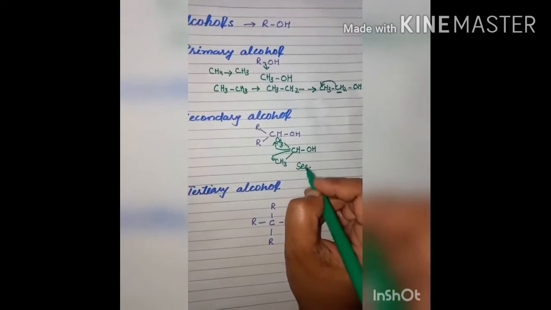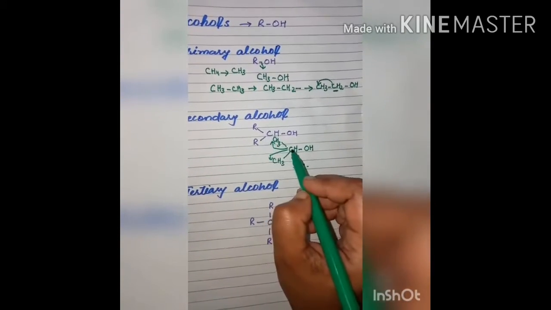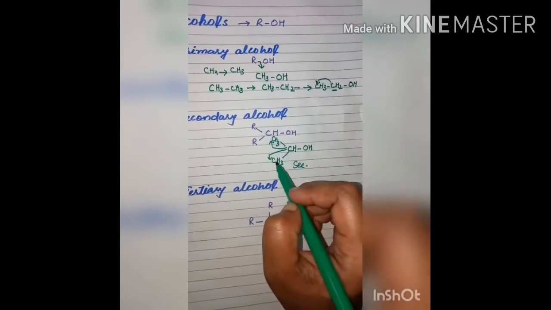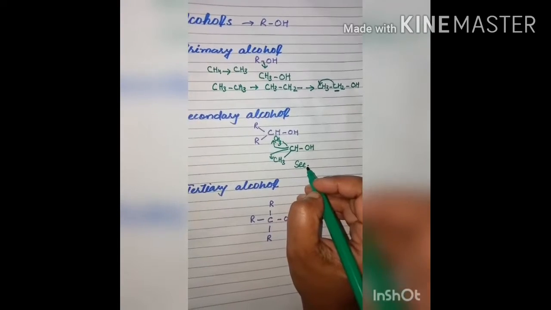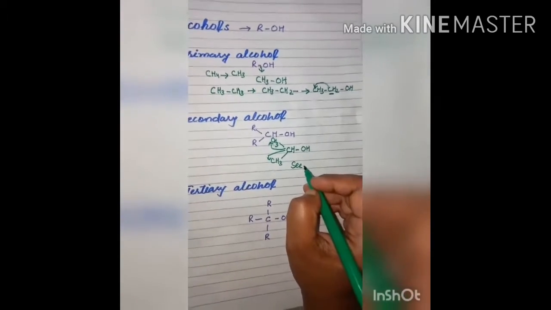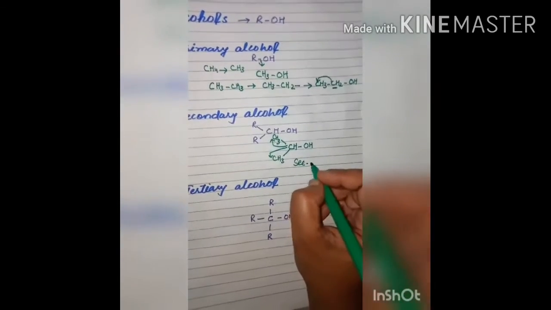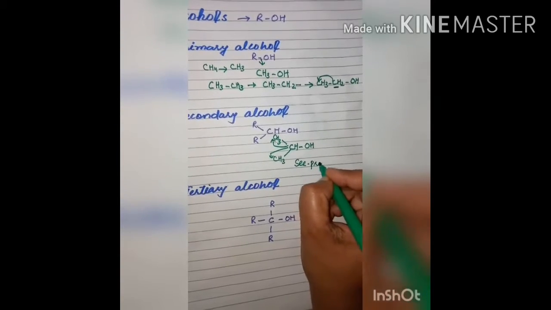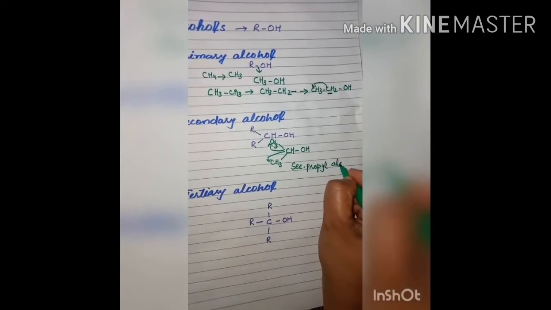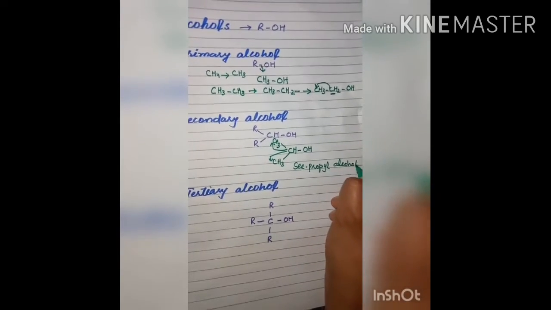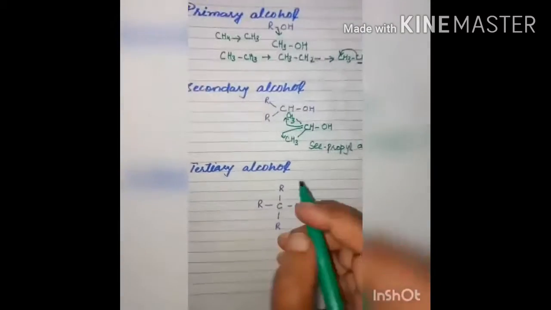Now the radical CH3, CH and CH3: 1, 2 and 3 carbon atoms are there, so it is propyl. From propane, it is the radical propyl, so it is secondary propyl alcohol. Secondary propyl alcohol.